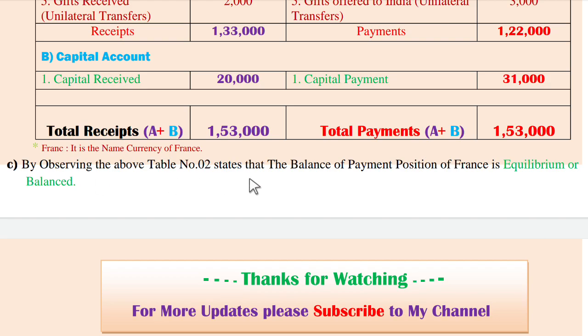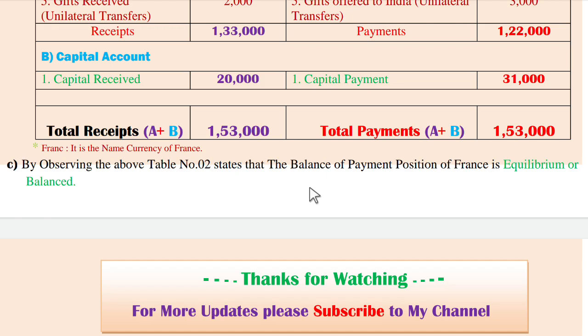Now we have to answer question C. What is the balance of payment position of France? By observing the above table number 2, it states that the balance of payments position of France is equilibrium or balanced. This conclusion is very important.